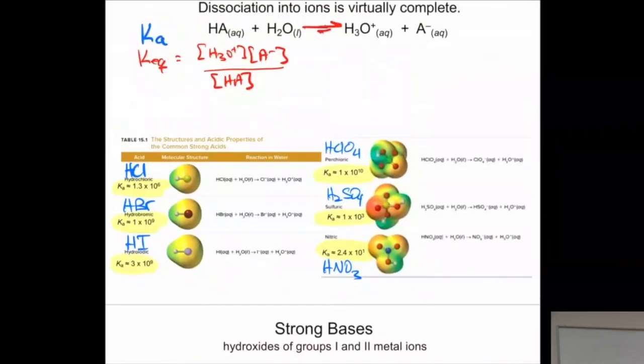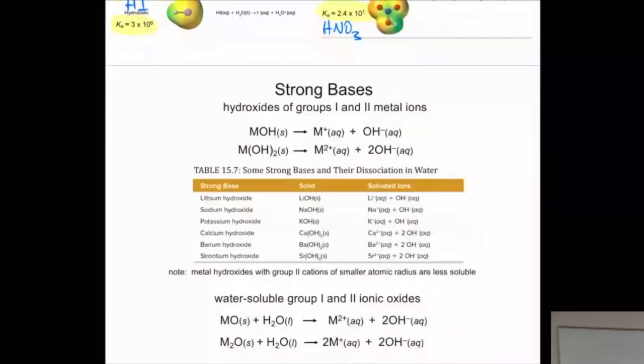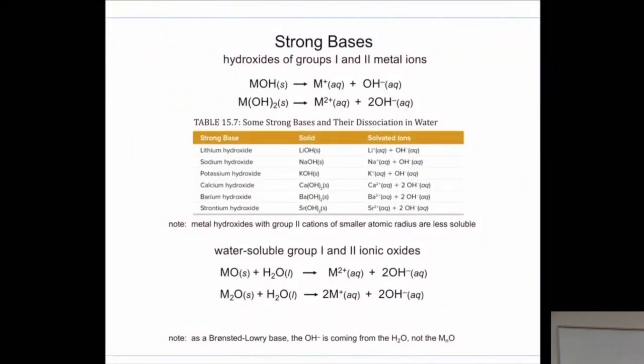But before we get into that conversation, or maybe we'll just leave that for Friday, I want to tell you a little bit more about the bases. All right, the strong bases. And what I told you earlier, okay, any group 1 or group 2 metal hydroxide or metal oxide will behave like a base, a strong base.